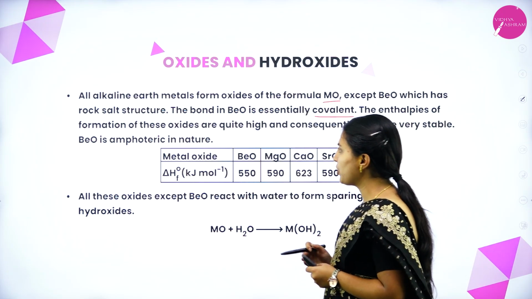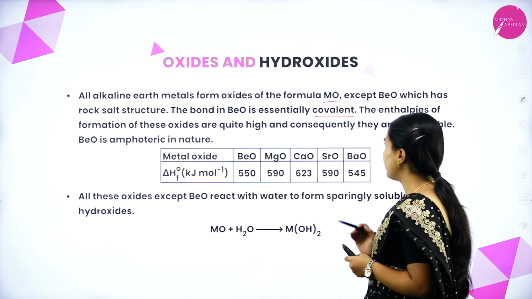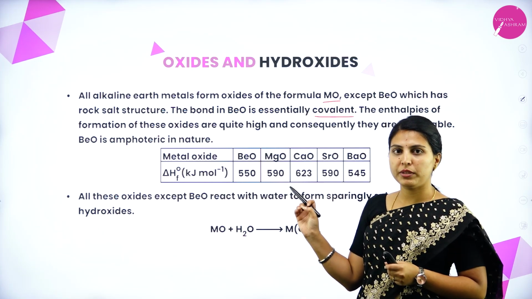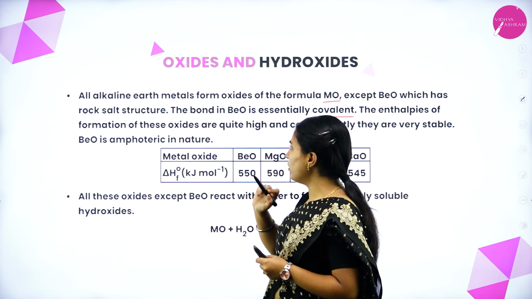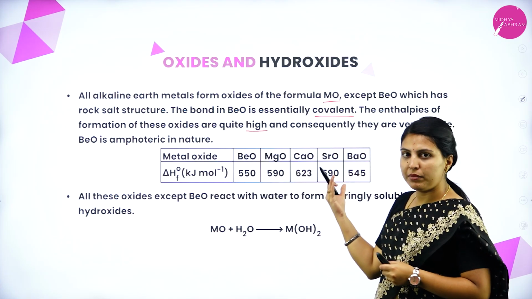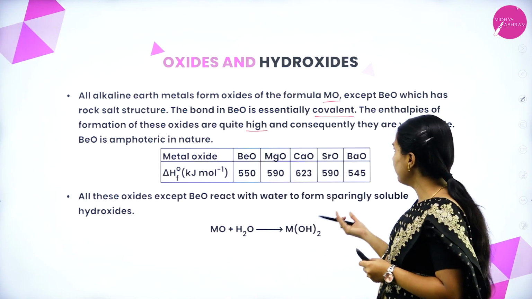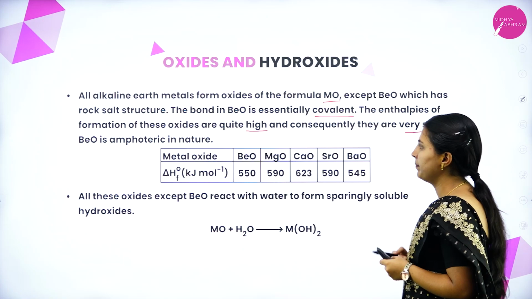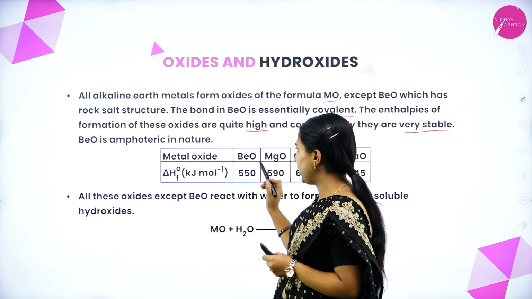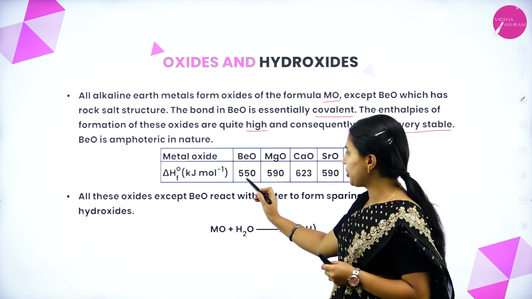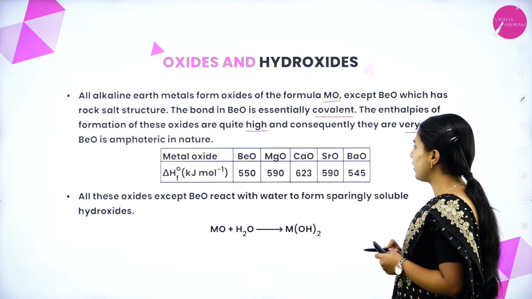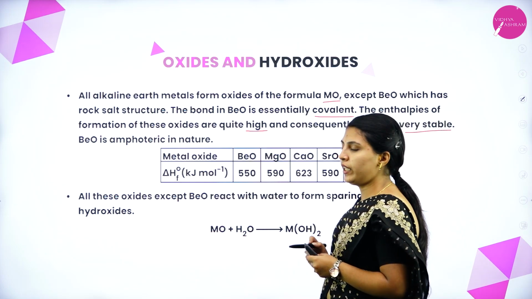The enthalpies of formation of these oxides are quite high and consequently they are very stable. What oxides are formed by the alkaline earth metals? The enthalpy of formation is quite high and they are very stable. And beryllium oxide is amphoteric in nature. See here, beryllium oxide, enthalpy of formation 550, magnesium oxide 590, calcium oxide 623, strontium oxide 590, barium oxide 545.